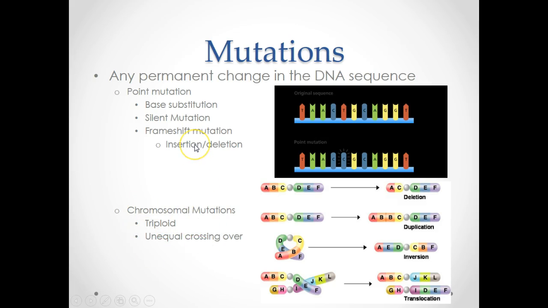Okay, so if we talk about those gene mutations, there are things like base substitution mutations, silent mutations, and frameshift mutations, which can be insertion or deletion. Those chromosomal mutations can be triploid, which means you have 3 chromosomes when you should have 2. Okay, we've talked in depth about the types of chromosomes you should have, right? You should have 2 complete sets of chromosomes, 1 maternal set, 1 paternal set.